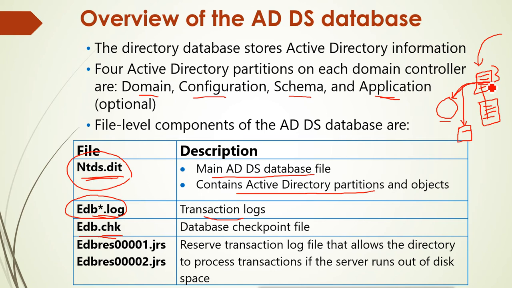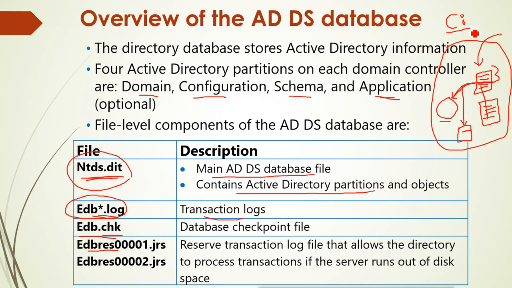Then one more type of file we saw there is called the EDB RES file, and it has two files there. Now these are actually reserved transaction log files that allow Active Directory to process transactions if the server runs out of disk space. That means this whole folder, the NTDS folder, is under the C drive.